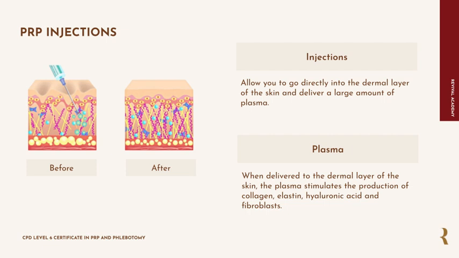Now to move on to the PRP injections. PRP injections are great because by injecting, it allows you to go into a very specific layer of the skin and also inject a really large amount of the plasma, which you can't do at a specific site if you're using the Dermapen. Now with the plasma, when it's delivered to the epidermal or the dermal layer, it has the amazing ability to produce new cells and stimulate the collagen, elastin, and also hyaluronic acid, and stimulate the fibroblasts as well. So injections are great because you can inject a lot more of the plasma into a very specific area that you're trying to target.